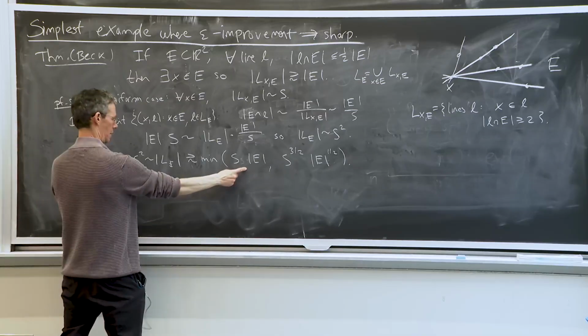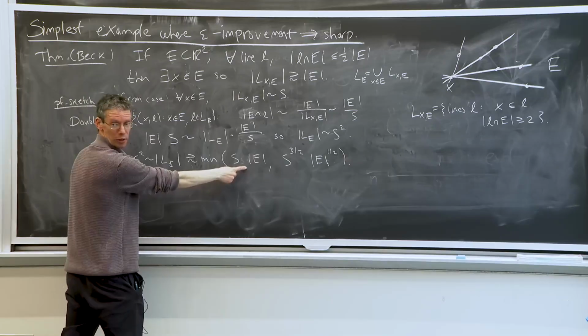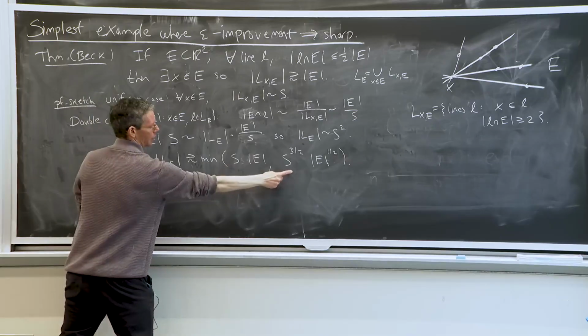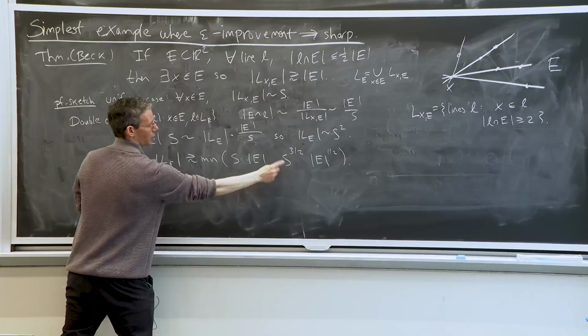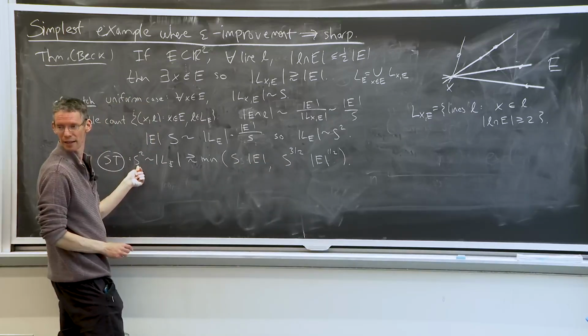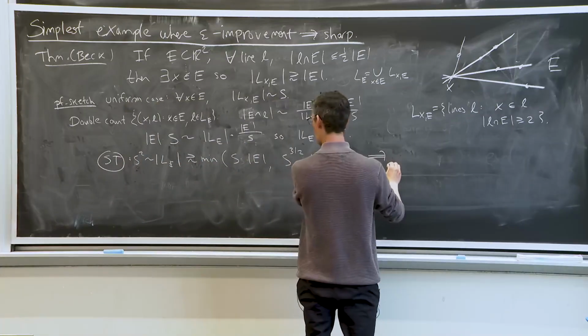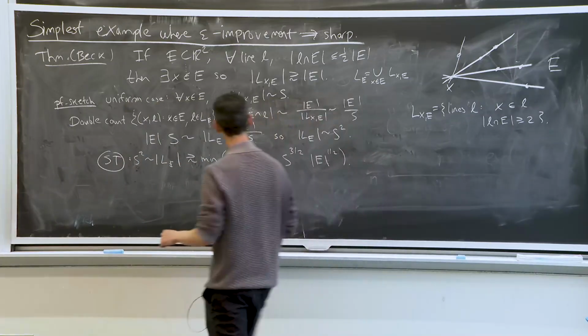In this case, we would have S squared is bigger than S|E|. So S is bigger than |E|. And in this case, we would have S squared is bigger than S to the 3/2 |E| to the 1/2. And with a little algebra, that is, again, S bigger than |E|. So, right.